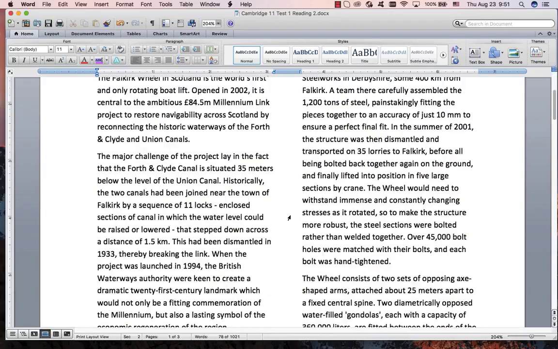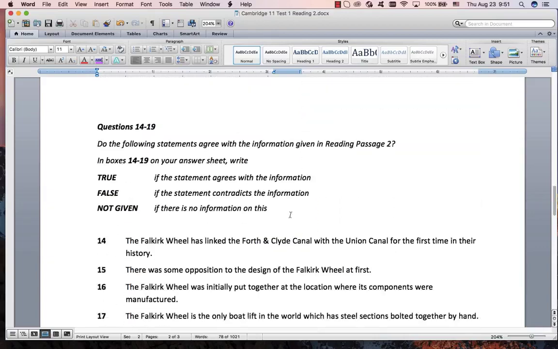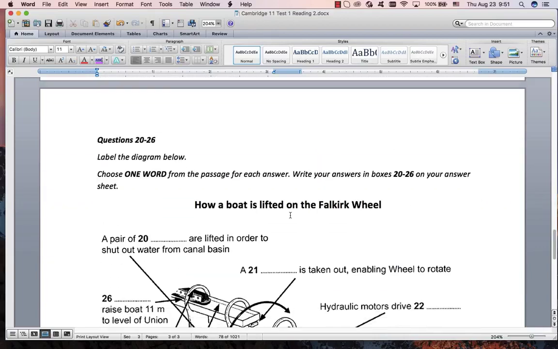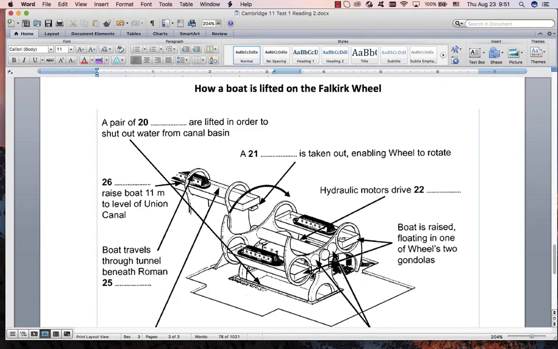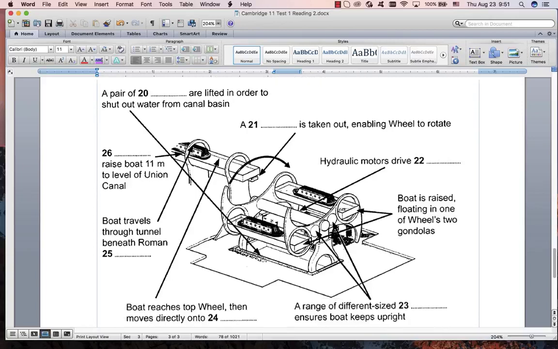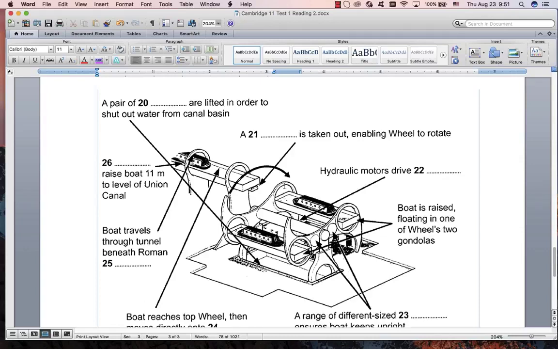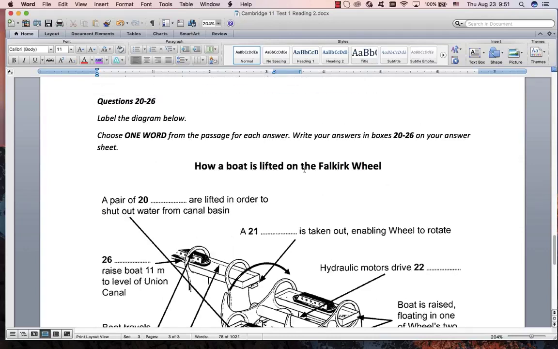We've got the Falkirk wheel, don't know what that is. We've got some true, false, not given, and we've got a diagram. Diagrams aren't very common, but they can happen. I think in IELTS 11 there's 2, and they're nice to do because it's a gap-fill type of question, and those tend to be easier. So let's see what we're going to do. We want to do this first. How about the diagram first?